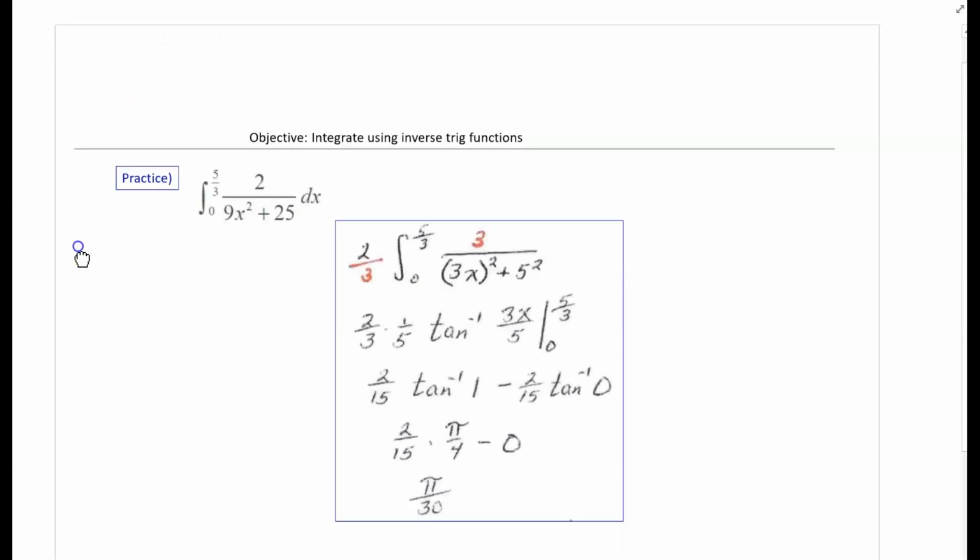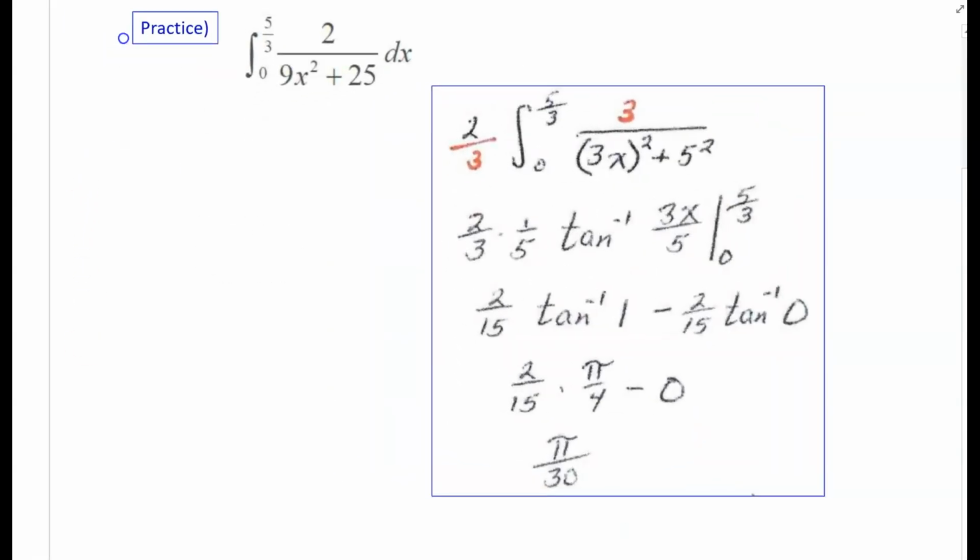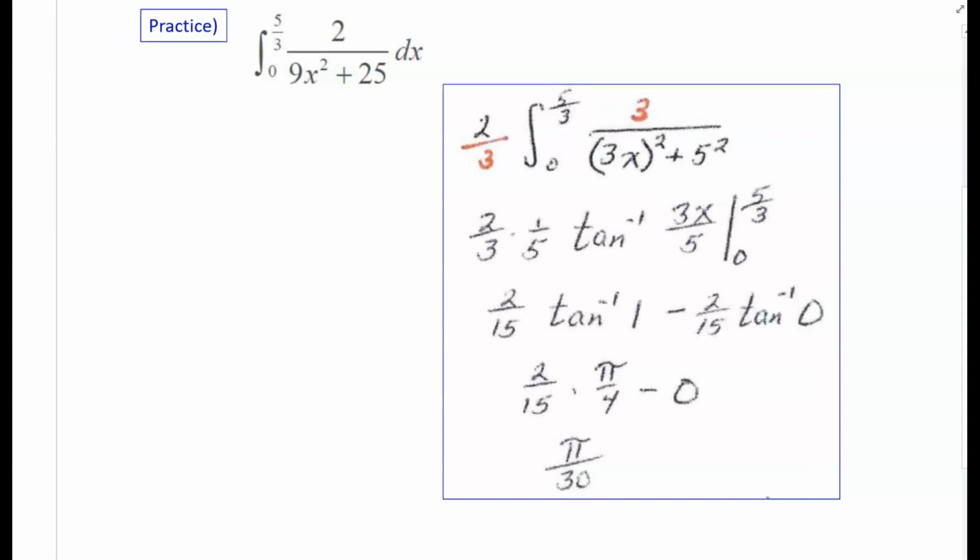Here is the solution. So you had a u value that is 3x. You had an a value, which is 5. And you had to go ahead and introduce a 3 and balance it with a 1/3. So you should have gotten 2/3 times 1/5 tan inverse of 3x over 5, evaluated from 0 to 5/3.